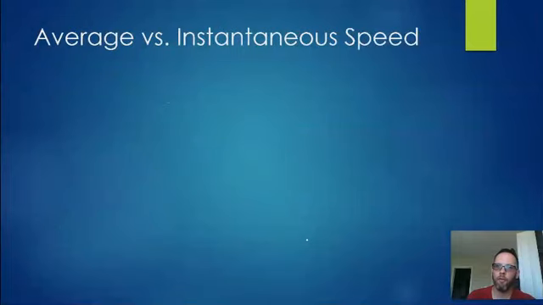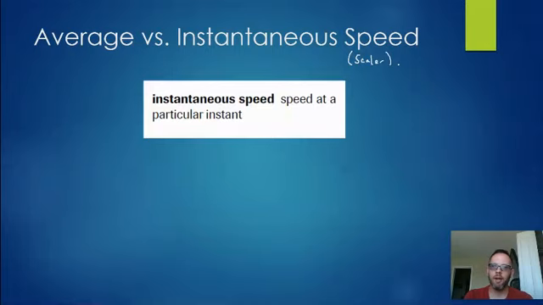So let's talk first about average versus instantaneous speed. First of all, speed is a scalar quantity. Maybe before your grade 11 physics course, you might have even used speed and velocity interchangeably. But now we understand there's a difference. Speed is a scalar where we're only concerned with how fast we're going. Velocity is a vector where we're concerned with the direction too.